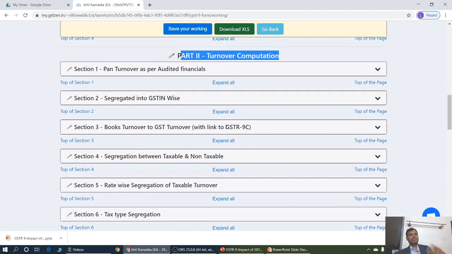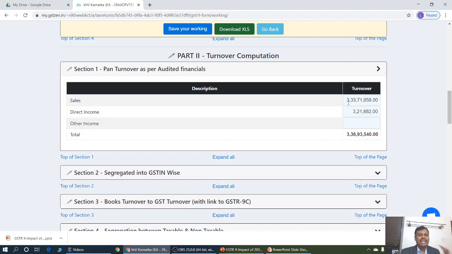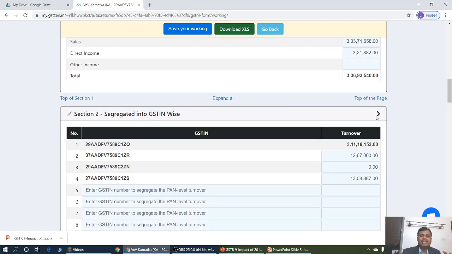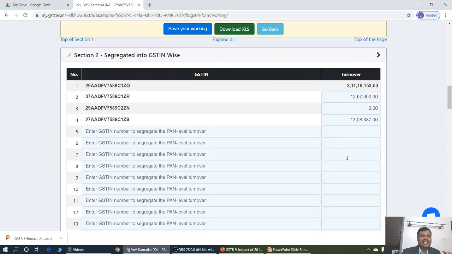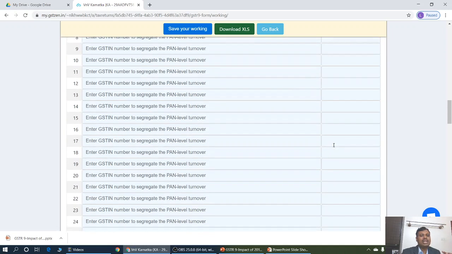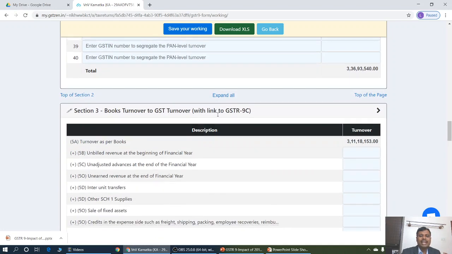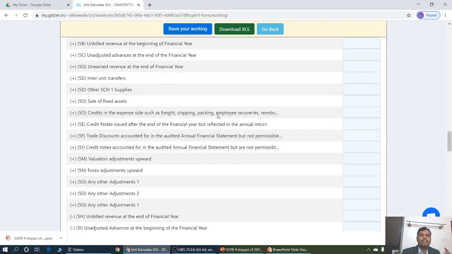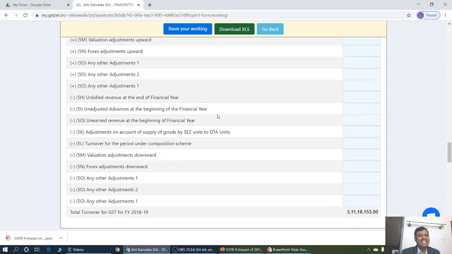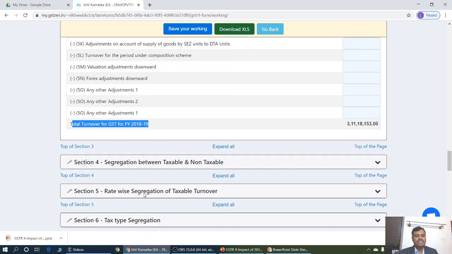Now, how do I do the turnover computation? First, in section 1, I will do a data entry from my audited financial statements. From my audited financial statement, what is the turnover? And this information I will segregate GSTN wise. Against each GSTN, what is the turnover? I will be doing the segregation. Once I do it, I will do the adjustments of unbilled revenue, billed revenue. I'll make the adjustments from what is there in the books turnover and arrive at the turnover for the purpose of GST.